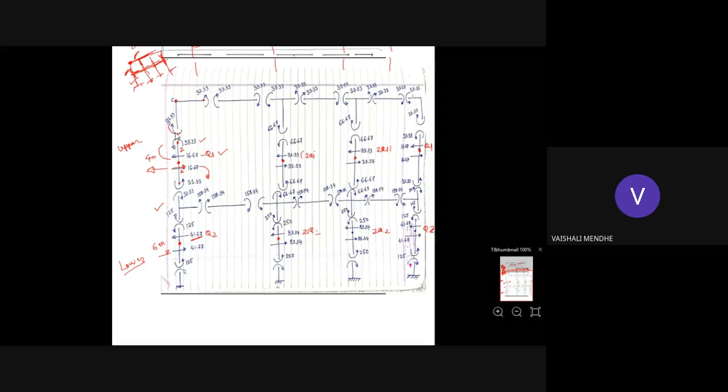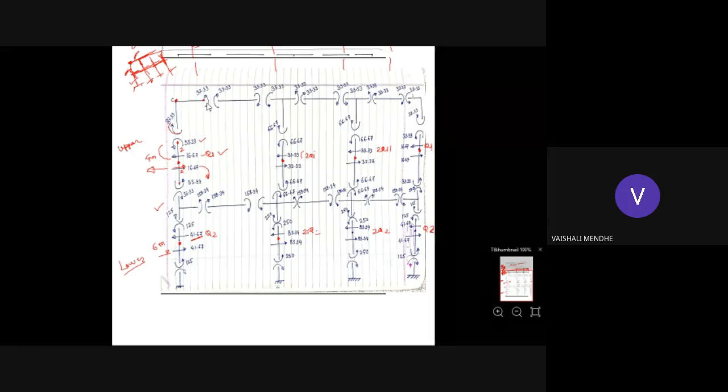This is clockwise 33.33. You have to maintain the equilibrium of the joint. So how much moment will come here? The moment that comes here is clockwise. Okay, so the equilibrium of the joint should be satisfied, that is, the sum of the moments here should be zero. So this is anti-clockwise, so the moment here will be clockwise. This is a clockwise moment, so here an anti-clockwise moment will come, so that the equilibrium of this joint is satisfied.